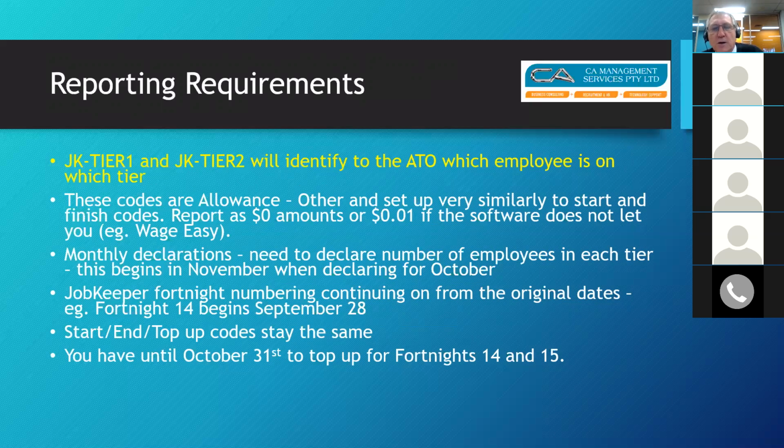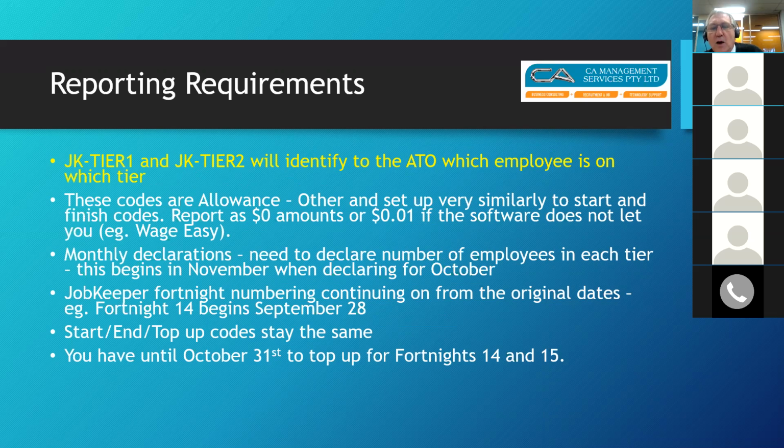You still need to go through and do your monthly declaration. So when you get into the beginning of November, you'll be doing the declaration for October, and it'll be telling you how many you've got in tier 1 and how many in tier 2. The fortnight numbers that we've been talking about through the whole thing continue on as they were. So if staff leave in this period, you'll still need to do the JobKeeper finish and the fortnight number. So you're basically getting those flowing through.